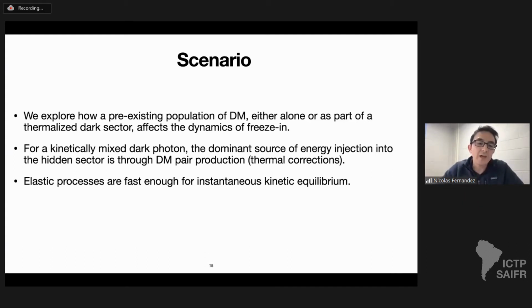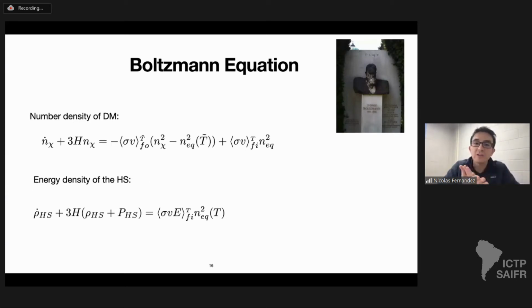And also, for the moment, I'm going to assume that the elastic processes are fast enough, meaning that I will have kinetic equilibrium. When the dark matter is injected, it's going to be kinetically equilibrated in the dark sector right away. Under those assumptions, these are the Boltzmann equations that I need to solve.